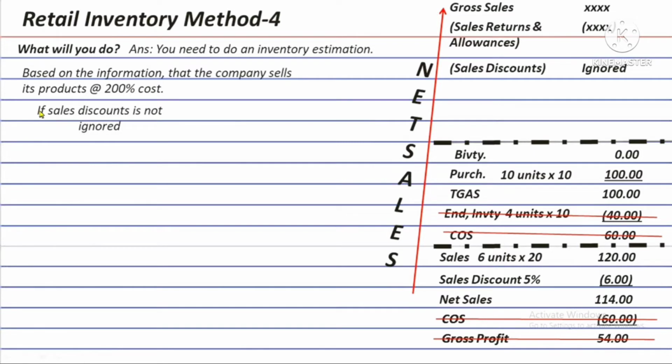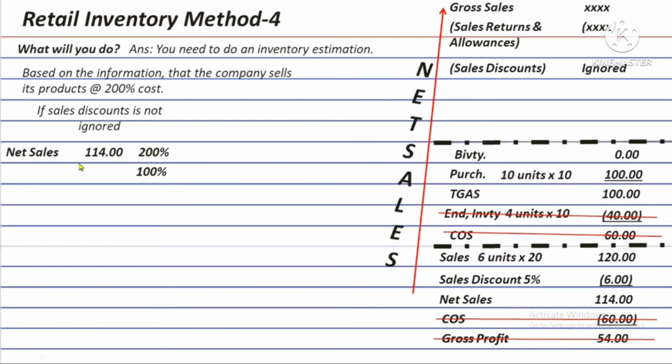Under the assumption that sales discounts are considered, or deducted, or not ignored, we will not ignore the sales discount. So if that's the case, we will use the net sales of 114 as if we deducted already the sales discount. Now, let's use this information. If we use this, then we can conclude that the cost of sales is 100% and the sales is 200%. Or the cost of sales is half of what the sales is.